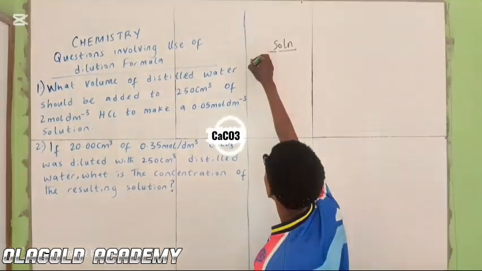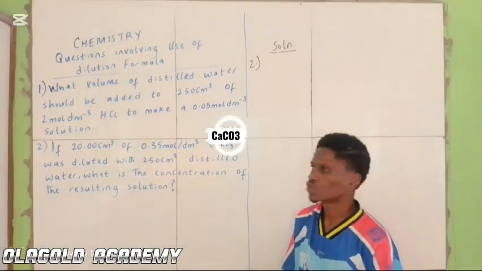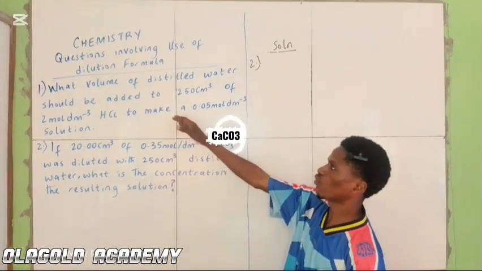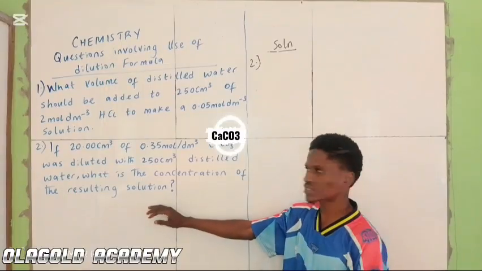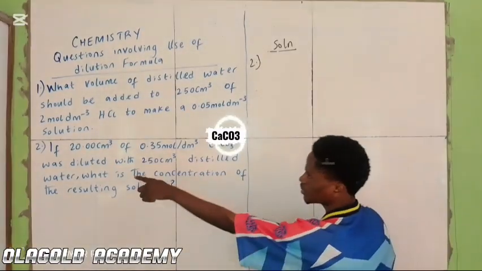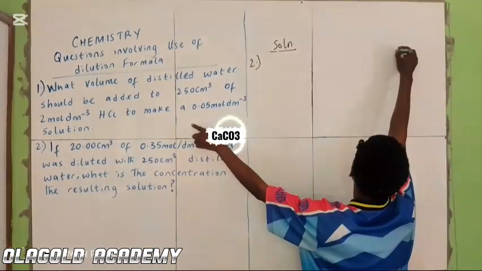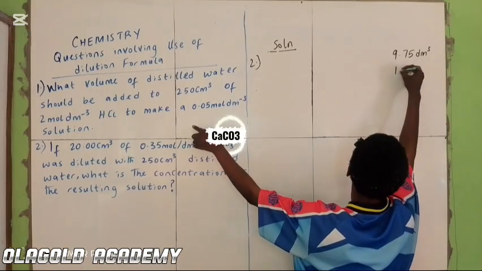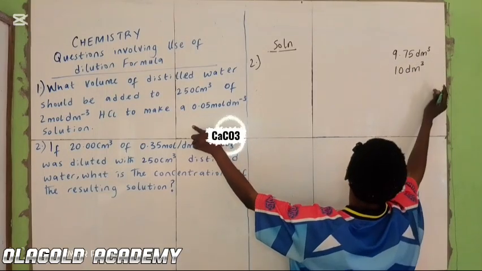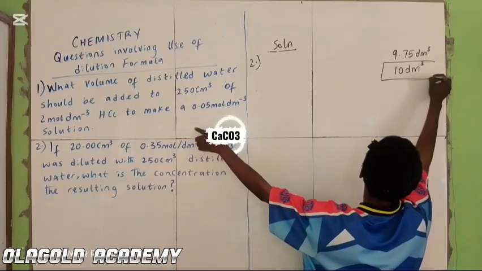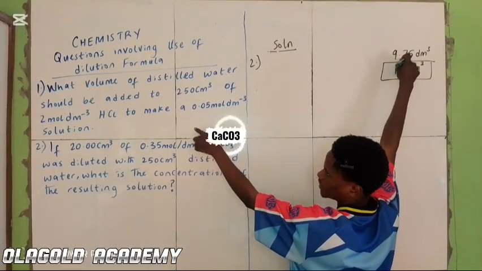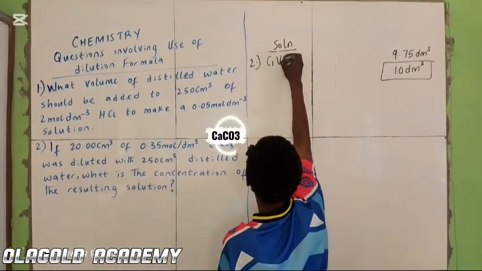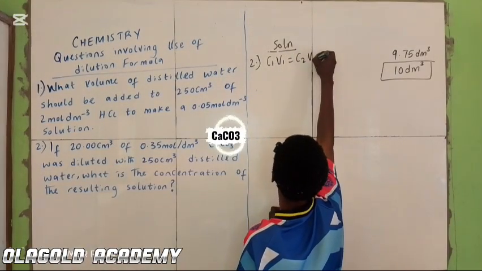Alright, number 2 now. If I'm done using the same formula for number 2, I'm going to use another method to solve number 1 and number 2. Now still get the same answer. Alright, take note, number 1 here we got 9.75 dm³. And we got 10 dm³. This is the volume that we got. This is the additional volume that we needed. Alright, number 2 now. We have C1 V1 equal to C2 and V2.